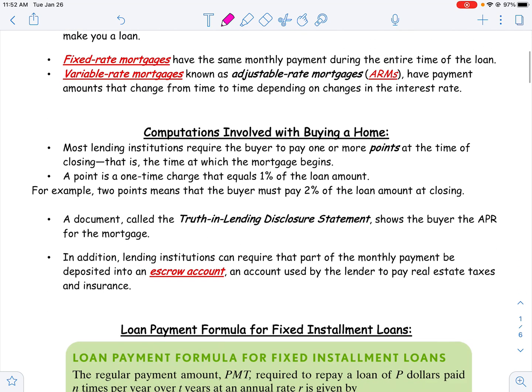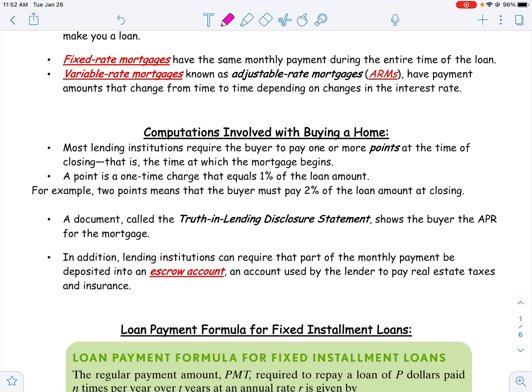Most lending institutions require the buyer to pay one or more points at the time of closing. That is the time at which the mortgage begins. So in addition to closing costs and fees, application fees, lawyers' fees, stuff like that, they might also require you to put down a certain amount of points or money to lower your interest rate.